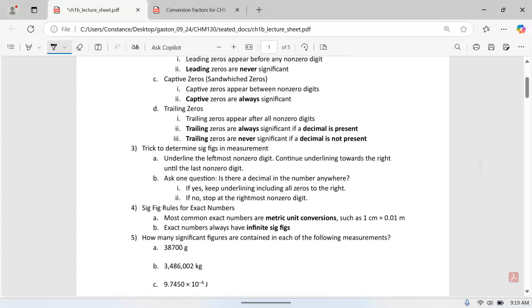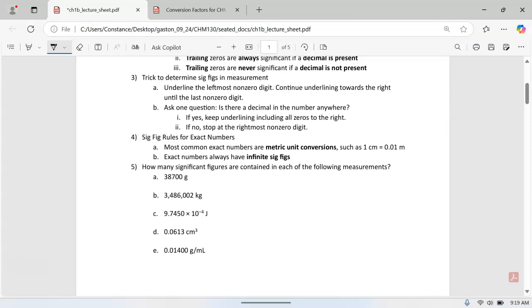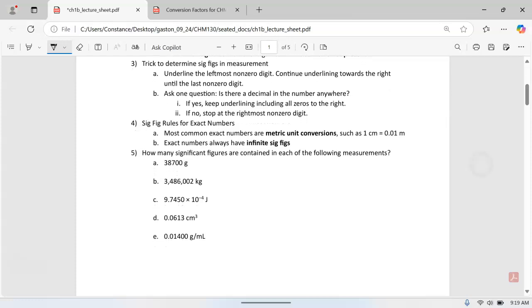Okay, but today, in this video, I'm going to use a trick to help you determine sig figs. What we're going to do is underline the leftmost non-zero digit. We're going to continue underlining to the right until the last non-zero digit, and that will catch all of our non-zero digits and our sandwiched zeros. And then we're going to ask one question.